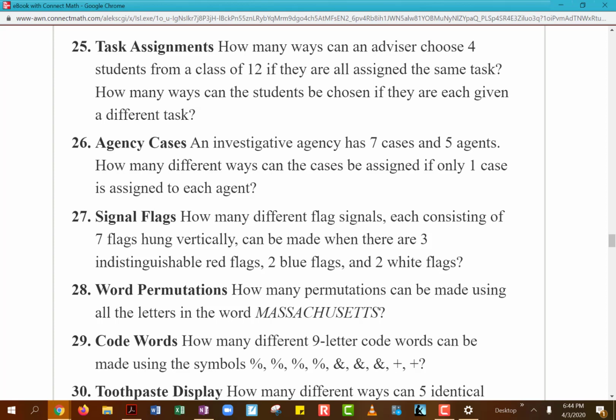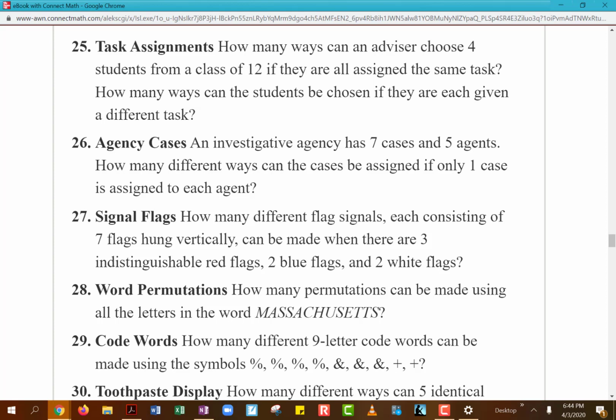So let's kind of think about this. So you've got 5 agents and you've got 7 cases to assign. So let's say we pick our first agent and we assign him a case, right? So if we've already assigned him a case, which means we got to take him or her out of the pool, because they've already got a case, which means we won't be assigning them a case anymore. So then I'm only left with 4 different agents. And then from the remaining 6 cases, I would be assigning one of those 6 cases to my second agent, and so on and so forth, right?